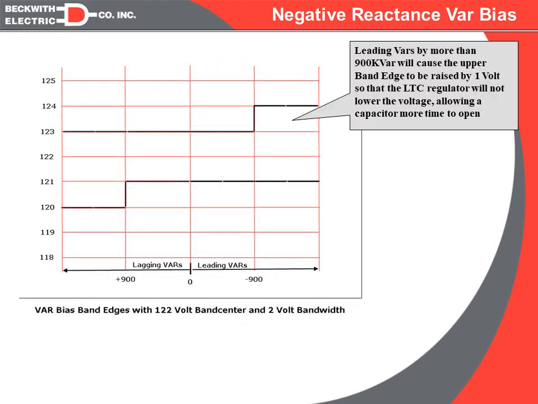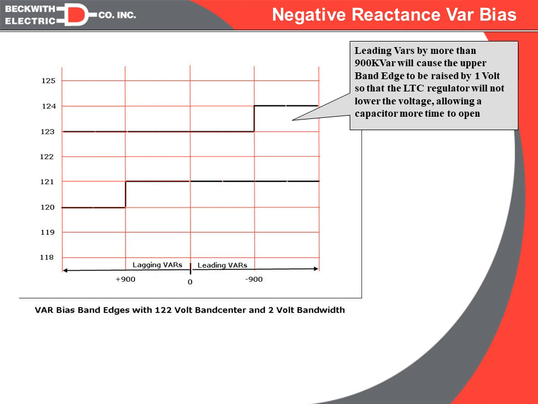Leading power factor, then we are going to raise our upper band by 1 volt. We are not affecting the lower band at all. So in this case, with a band center of 122 and a bandwidth of 2, our normal band would be between 121 and 123. And if we exceed the VAR setting, in the example 900, then in a leading mode, we will raise the upper band by 1 volt. What that will do is make the voltage go higher before the LTC attempts to do a lower.